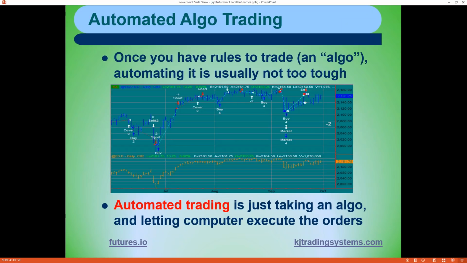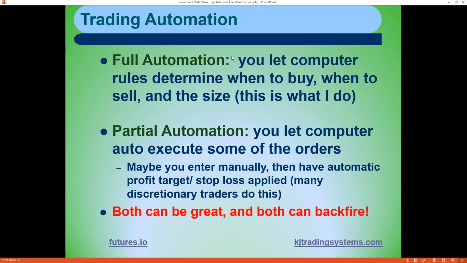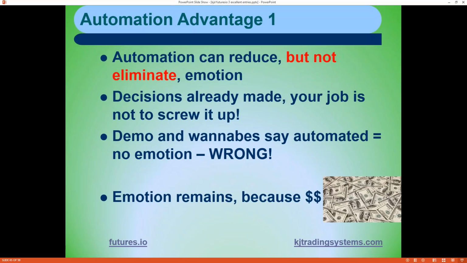And of course, once you create that strategy, you want to go automated. And that's not that tough. It's just flipping some switches, which I'll show you in a second. But you can automate it fully, or you can do some partial automation where maybe you enter on a discretionary basis and let the exits be automated. Both can work and both can fail. It's kind of what works for you. But there's definite advantages to automating.